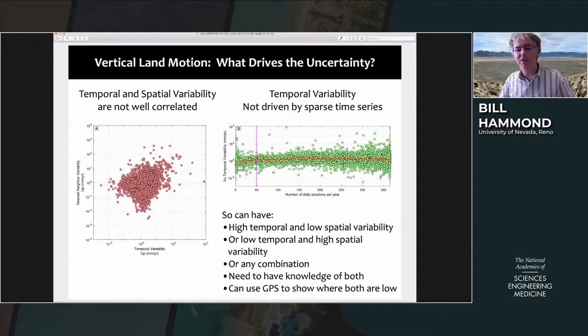And this plot here shows the temporal variability as a function of the sparseness of the data that we have. Some GPS stations don't perform perfectly, so there's gaps in the data. And this shows that VU rate is actually rather robust, and the VU time series don't change that much in terms of their variability, just because the time series are sparse, given the way that we're.